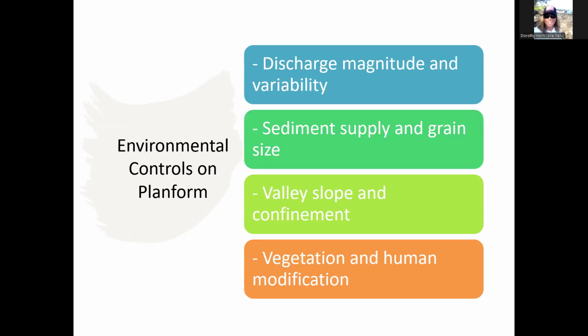So, what kinds of controls on the planform will you see from the environment? It can be affected by vegetation and what we do around it, how much slope there is. Is there valley confinement, right? Is it inside of a valley or can it spread out? What's the sediment supply like? And then what's the grain size? Is it big rocks? Is it clay? How much is going to be suspended? And then what's that discharge magnitude? And then what's the variability on it? Is it seasonal, temporal, right?